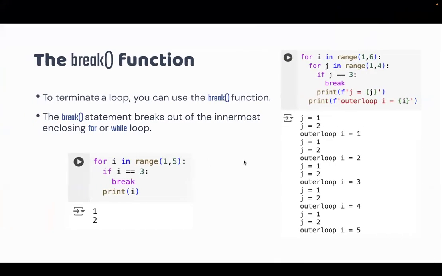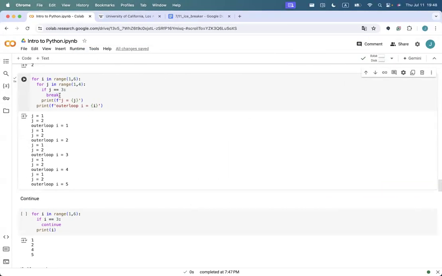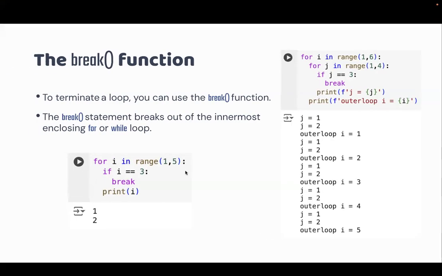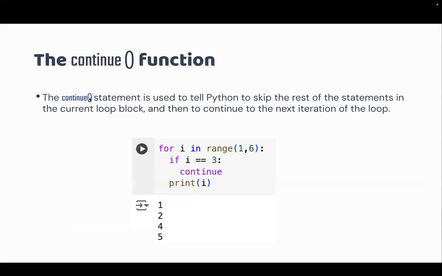Okay. Note that even if I have the parentheses over here, we don't have to put it over here. So we can just use the break keyword. Okay, and then this is the continue function. It serves a different kind of method for a loop. So if we are using continue, it's actually skipping the rest of the statement in the current loop block, but it will keep continuing the same loop for the next iteration.